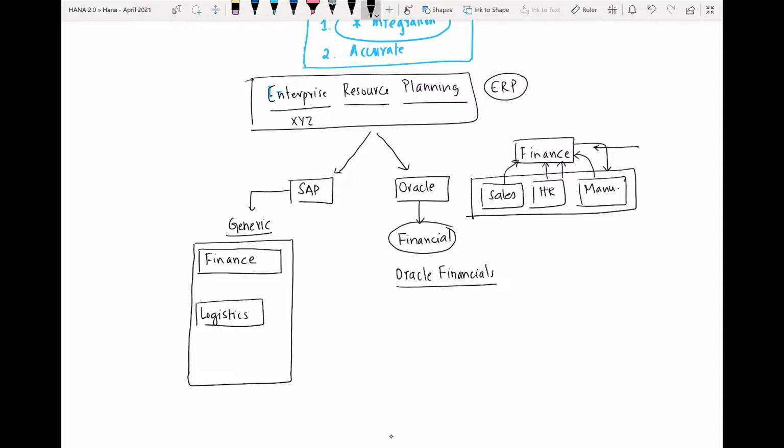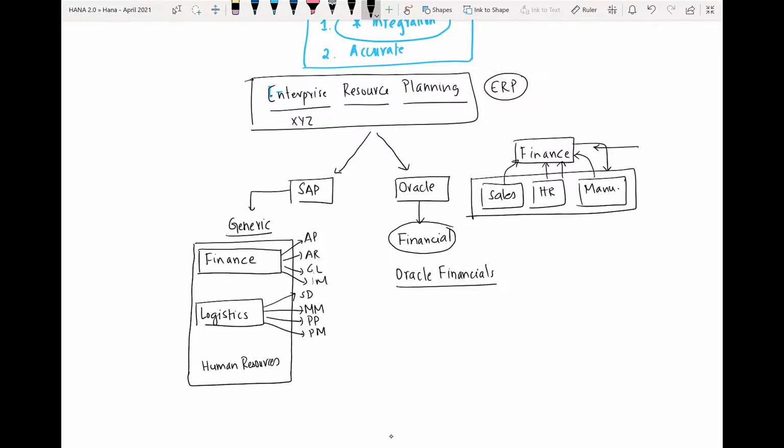So if I say finance, finance can contain accounts payable, accounts receivable, general ledger, investment management, and so forth. That could contain many sub-information about finance. Logistics, in the same way, can have sales and distribution, material management, production planning, and plant maintenance. And then finally, they have human resources.